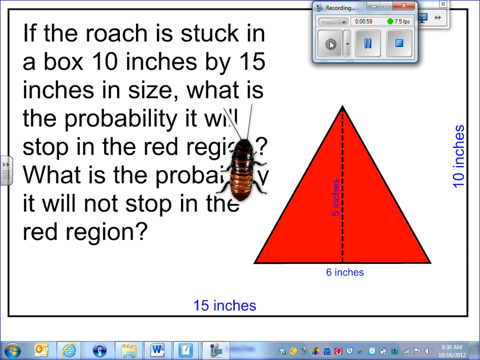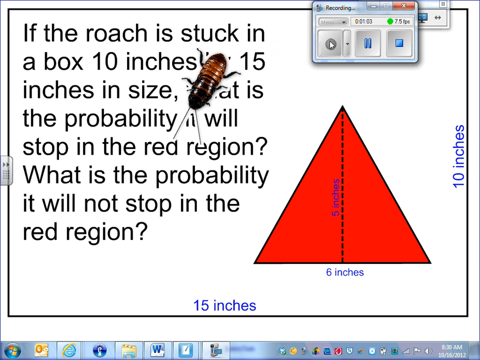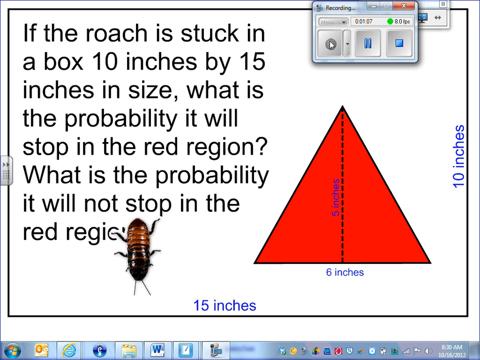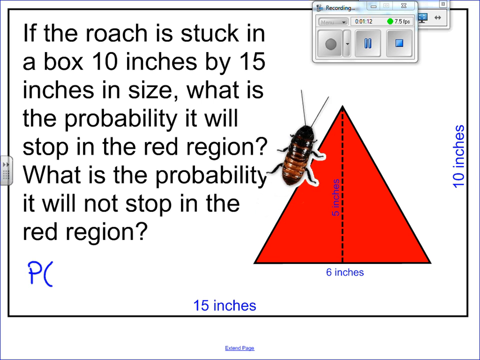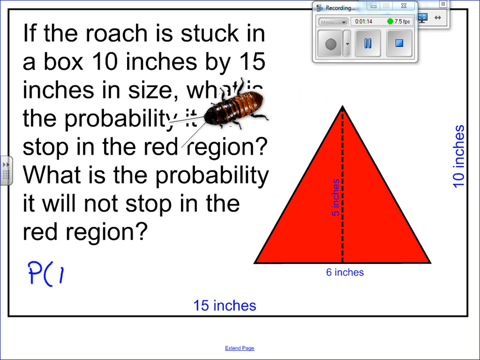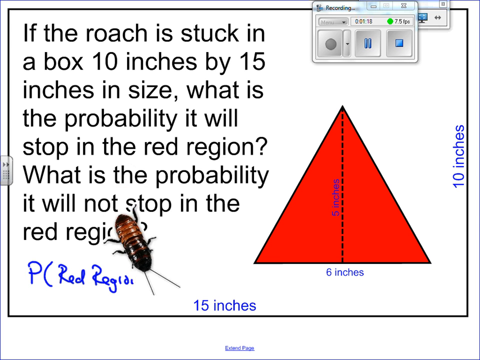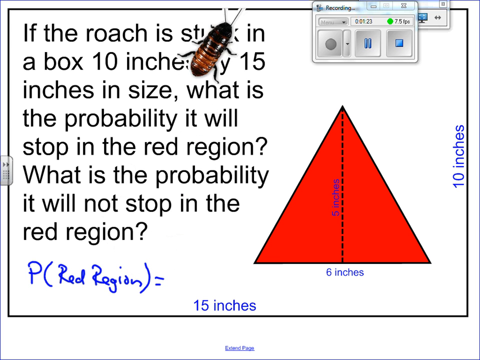Okay, what's the basic formula for probability? The most fundamental, basic formula for probability. Now I'm just going to put this up here, and I'm just going to put the probability notation, and I'm just going to put red region. Good. All right, the probability of the red region. All right. What's the basic setup for probability?